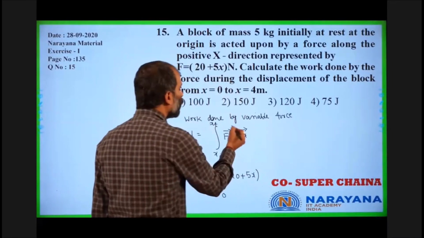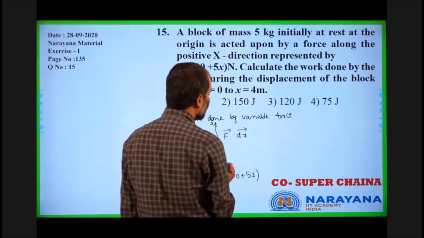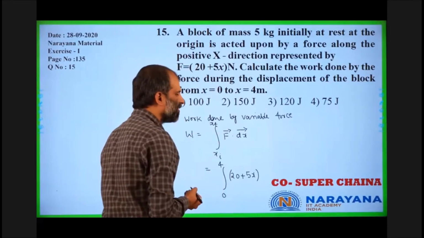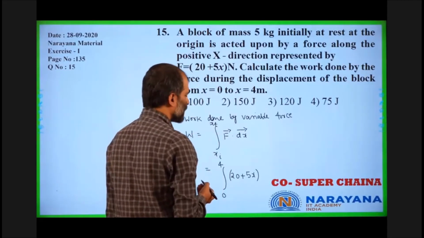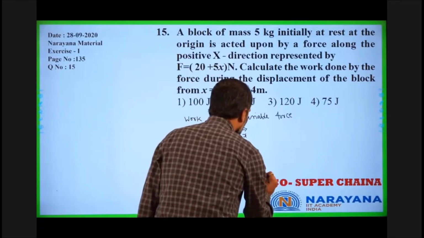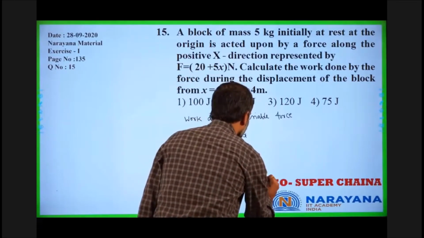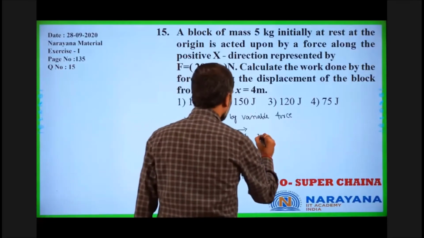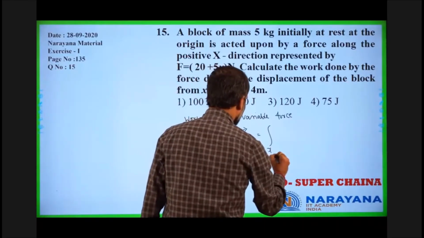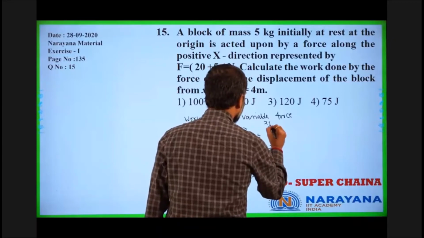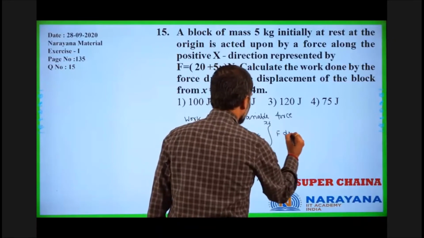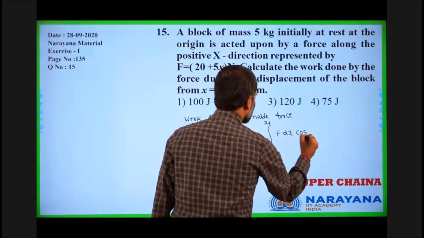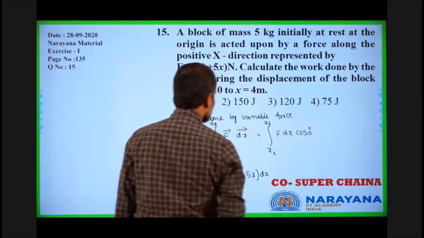Assuming force and displacement are along the same direction, we say it is F dx cos 0, so it is dx over here, assuming that force and displacement are along the same direction. So it is the integral from xi to xf of F dx cos 0. Cos 0 is equal to 1.